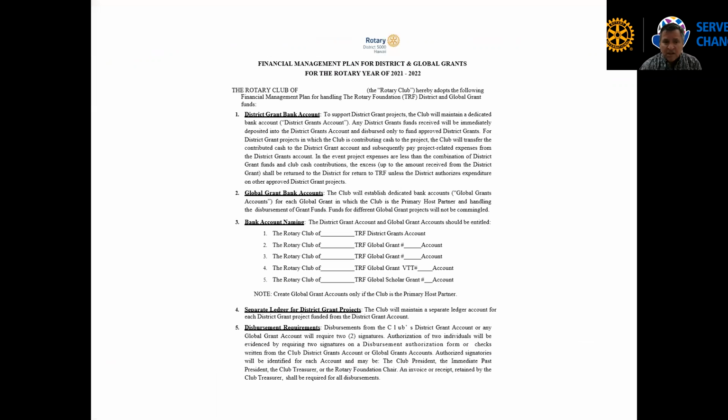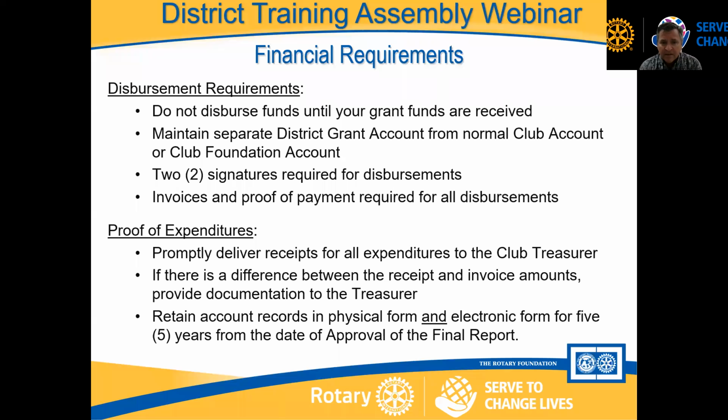Our suggestion is to give all those receipts to the club treasurer, or if you've got a grant chair, that's fine too. If there's any difference between the receipt and invoice amount, what is the reason for that? And grants and all these documents are supposed to be kept for 5 years, both in physical and electronic forms. Next slide, please, Naomi.